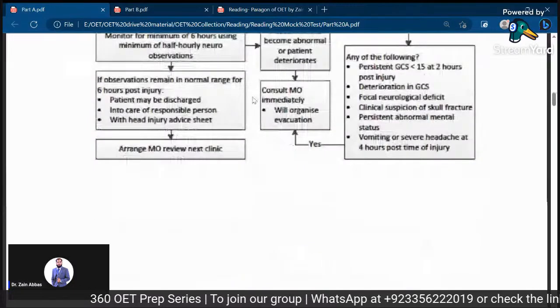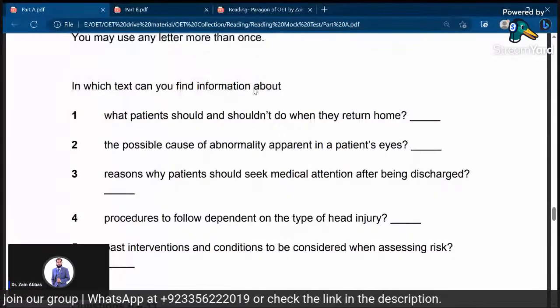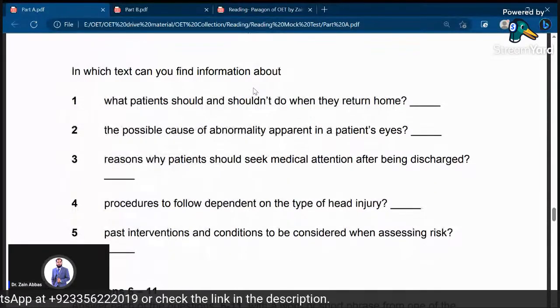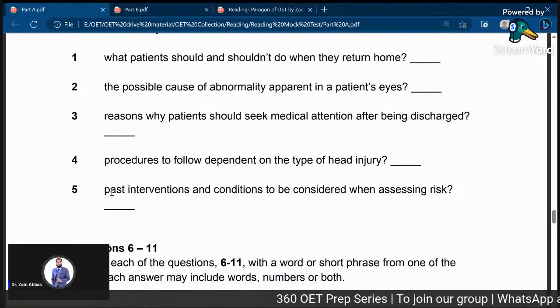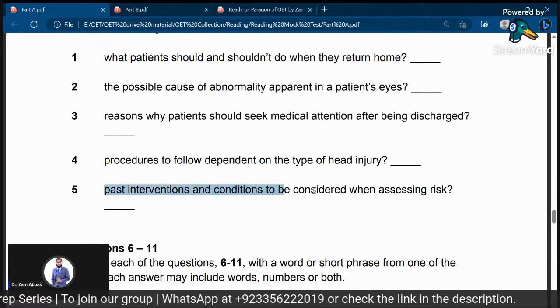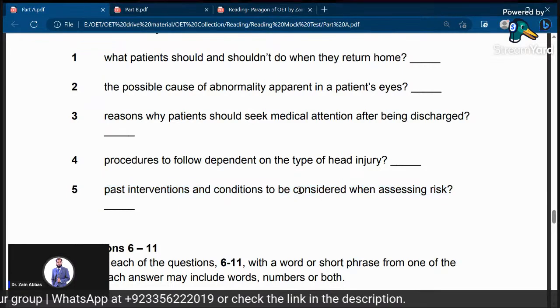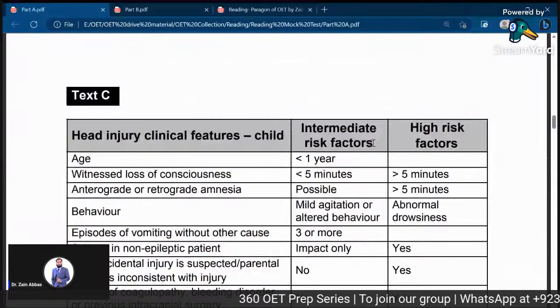So these are all about the easiest part of the whole OET. Reading is considered the easiest part. You can make it very easy, you can also make it very difficult. It's up to you. Now use these techniques carefully, and you will just crack it. Past interventions and conditions to be considered when assessing the risk, and this is again a very easy question, and it is about the risk factors, and these are the assessments of the risk factors here. And this text C comes here.